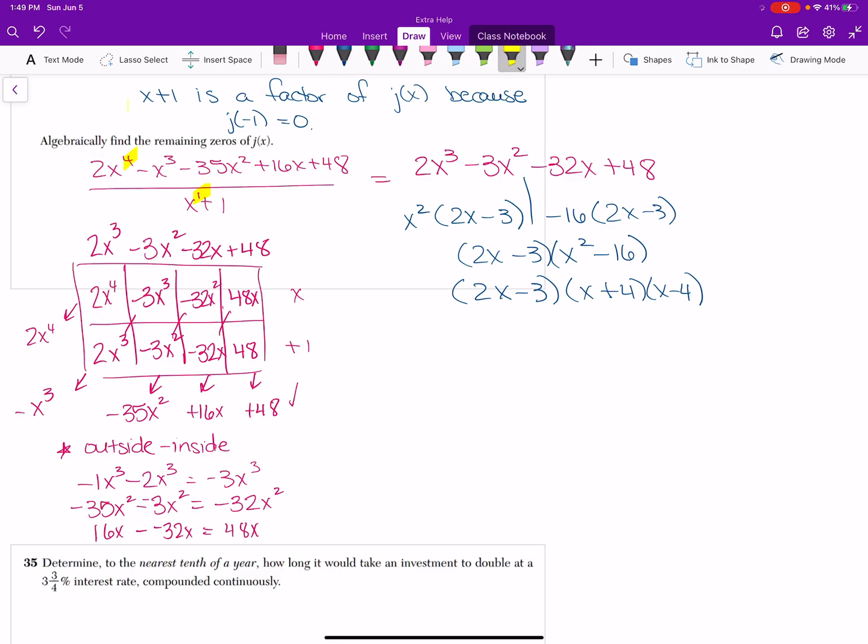X plus 1, we know from the first part, was one factor. The remaining factors are 2x minus 3, x plus 4, x minus 4. And I now want the zeros. So I'm going to finish setting each one of these equal to 0 to finish solving. And you should get 3/2, negative 4, and positive 4. That one was a 4-point question, definitely a decent amount of work.